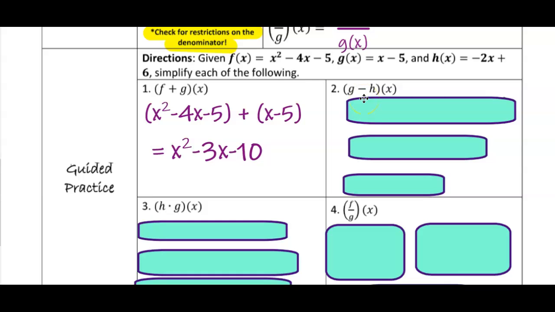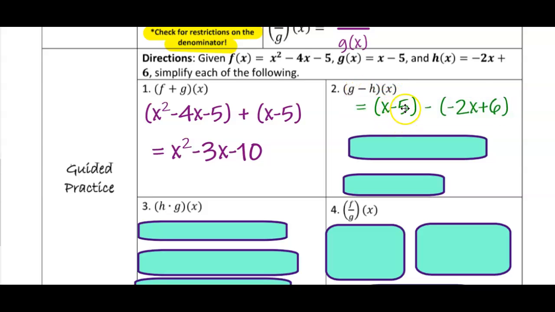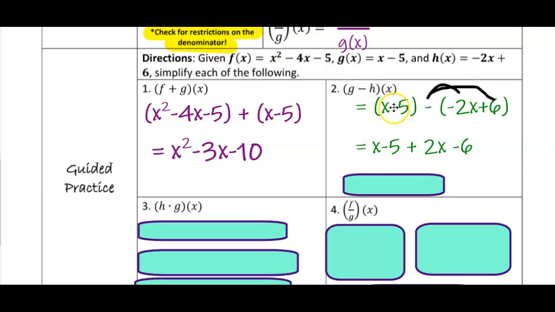Problem number 2 is a subtraction problem. So you're taking g of x and you're subtracting h of x. So g of x was x minus 5 minus h of x, which was negative 2x plus 6. Now remember, whenever you subtract polynomials, you need to distribute your negative to the second parenthesis. When you do that, you end up with x minus 5 plus 2x minus 6. Now it's just simply combining like terms, so your final answer will be 3x minus 11.